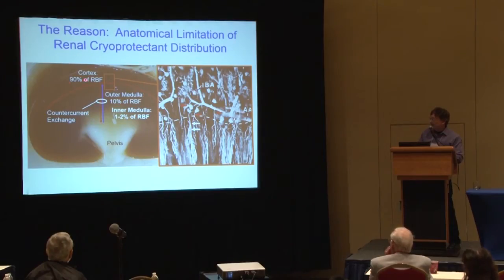Okay, so the reason that we can't distribute cryoprotectant well into organs is that the kidney is built by nature to thwart us from doing that. Essentially, the kidney gets 90% of its blood flow taken care of in the cortex only, and the outer medulla only receives 10% of the renal blood flow, and the inner medulla only receives about 1 or 2% of the total renal blood flow in normal circumstances. On top of that, the kidney vascular system in the medulla is arranged in countercurrent exchange mode, which also slows down the transport of cryoprotectants into the inner medulla. And this is all caused anatomically by bottlenecks in the renal vascular system, which are hard to overcome.